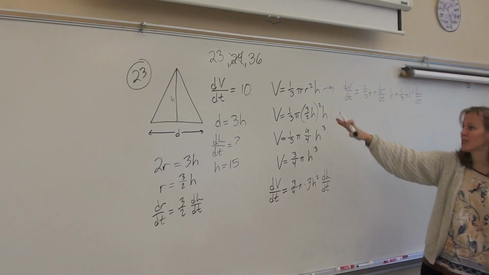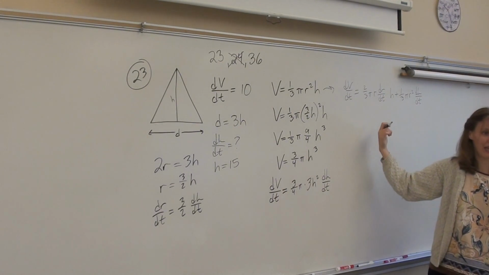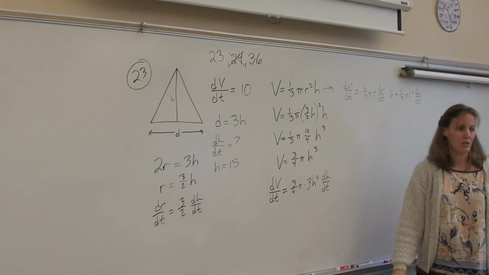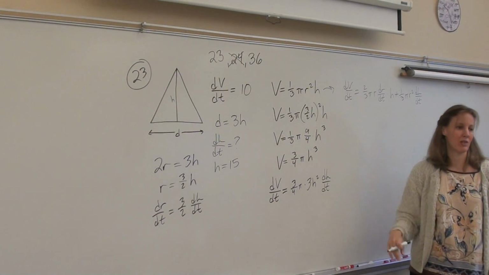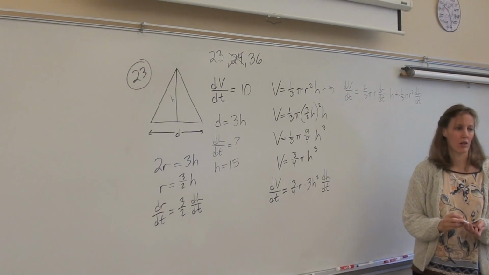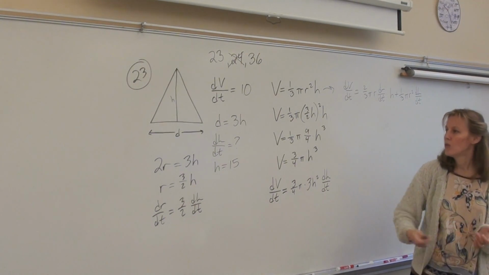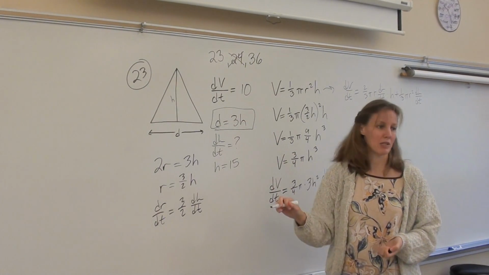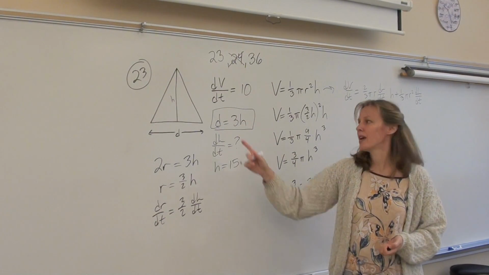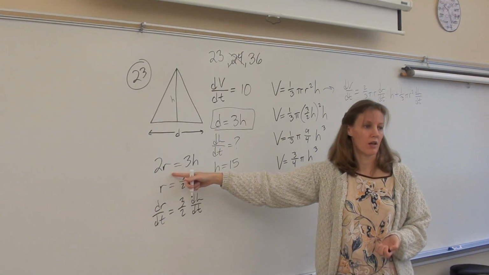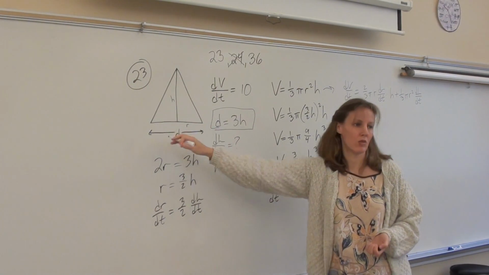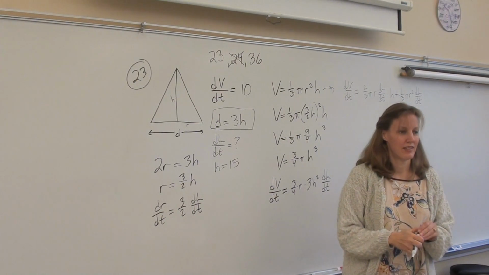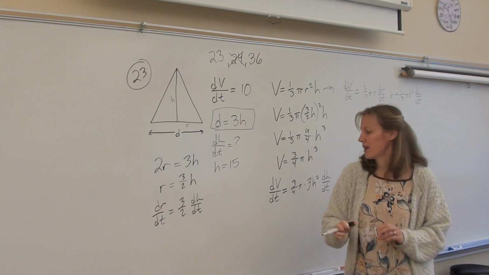So you don't have to substitute at the beginning. You can substitute at the end, but either way, you're going to have to get rid of that dr dt somehow. So it's easier if you just get rid of it at the beginning. You just knew that r equals 3/2 h. We were given in the problem that the diameter was 3 times the height, and diameter is 2r, right? So a radius is half the diameter. Yes. There's the key. Okay, good.